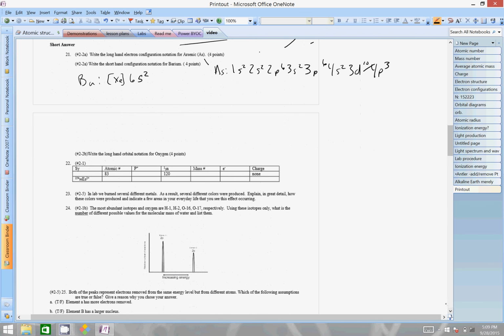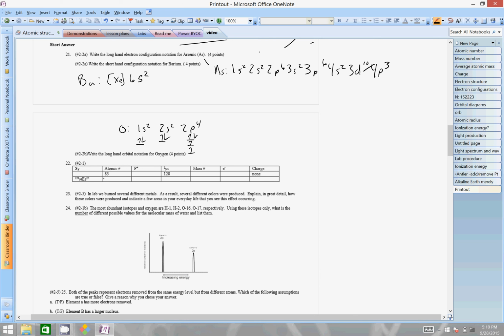We got write a longhand orbital notation for oxygen. Okay. Oxygen is 1s2 2s2 2p4, including the orbitals here. Following Hund's rule.